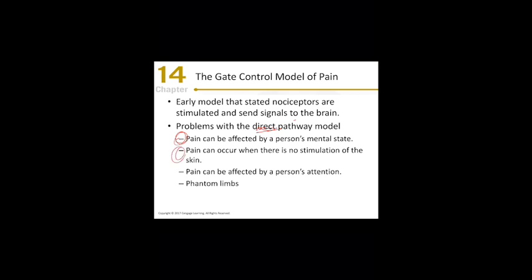Pain can occur when there's no stimulation on the skin. We can see this in phantom limbs, which we're going to get to in just a minute. We can also see it in cases of hypnosis. So we can actually have people experience pain when there is no stimulation. And then we can do different kinds of experiments with this. But ultimately, to experience pain with no stimulation is really debunking the direct pathway model, because according to the direct pathway model, you need direct stimulation in order to experience pain.